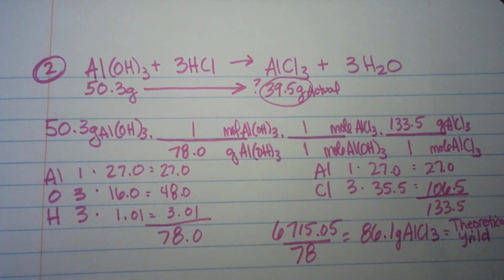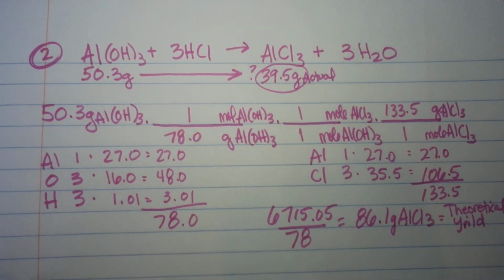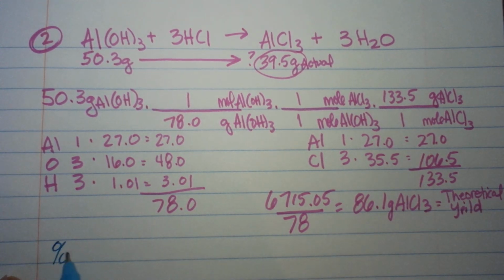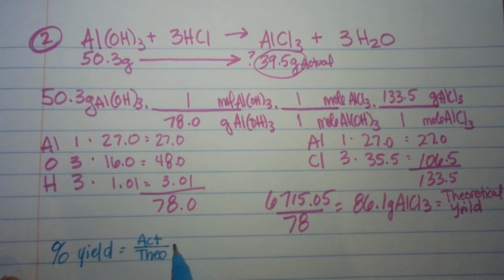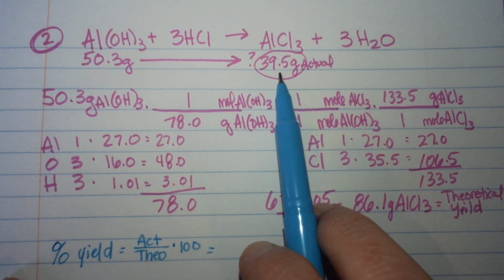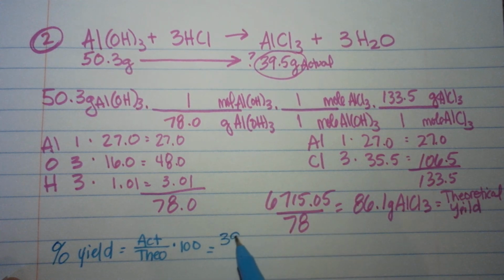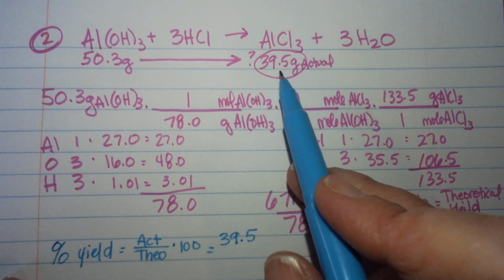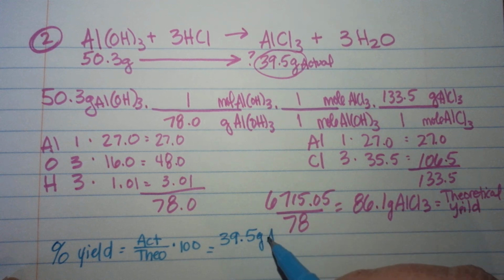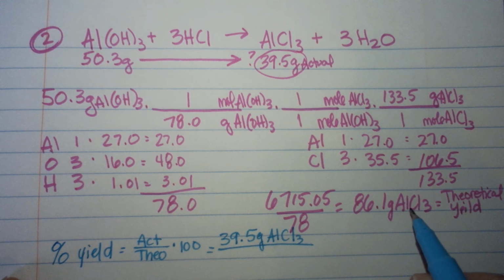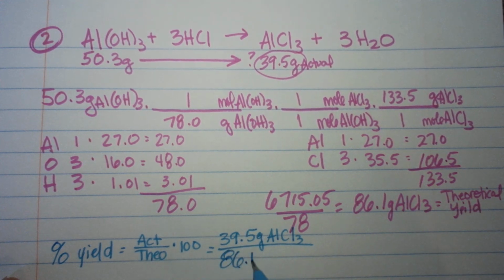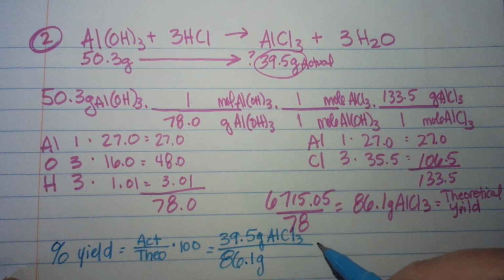The question says, what is the percent yield? Yeesh. Okay. So our actual, what we got from the problem was 39.5. So the problem said you isolated 39.5 grams of the aluminum chloride. But your theoretical, what you should have been able to get was 86.1 grams. Then times 100.